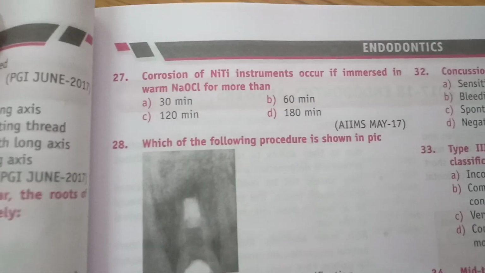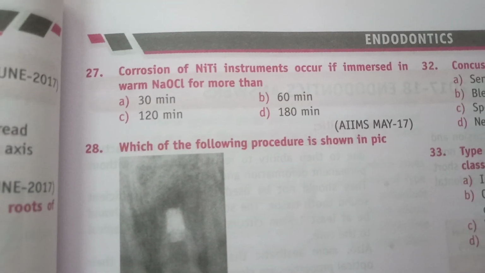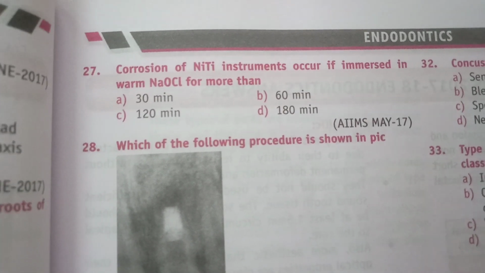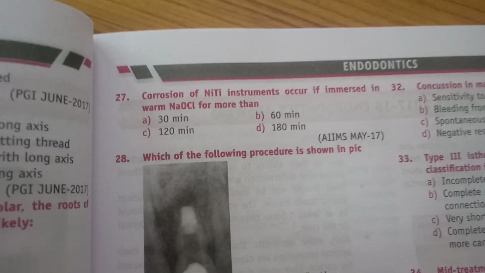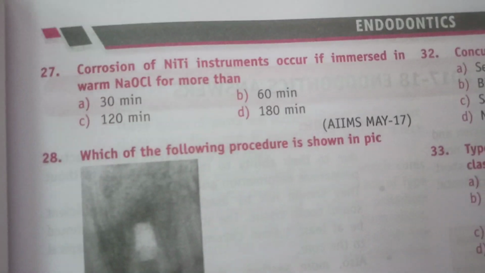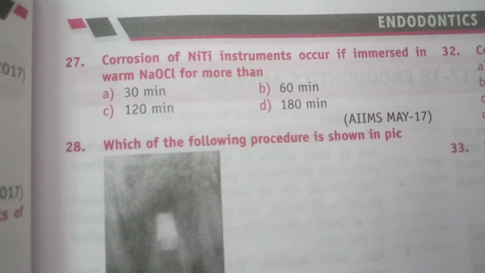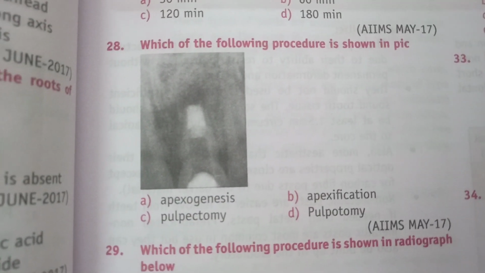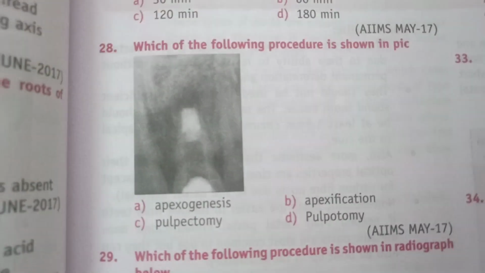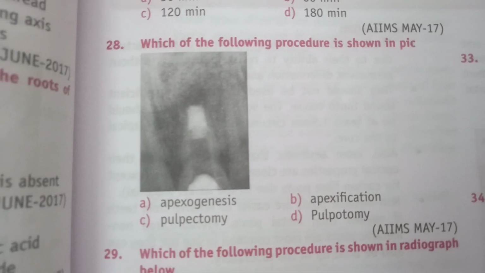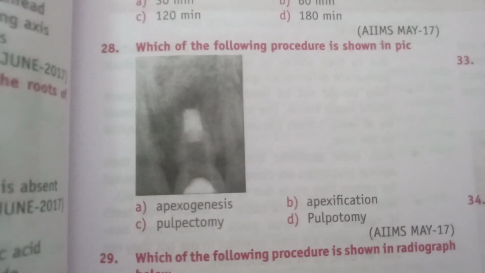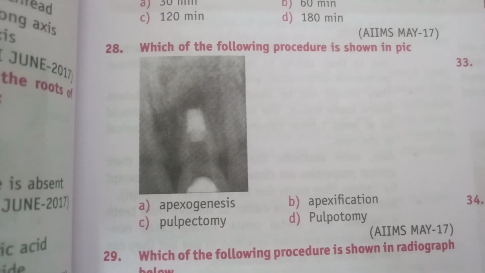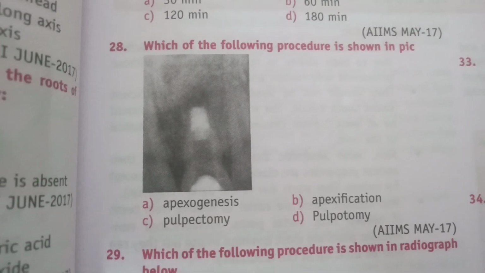Next question. Corrosion of knife-edge instruments occurs if immersed in warm NaCl for more than 30 minutes, 60 minutes, 120 minutes, 180 minutes. Answer is B, 60 minutes. Next question. Which of the following procedures is shown in the picture? Apexogenesis, apexification, pulpectomy, pulpotomy. The answer is apexification.